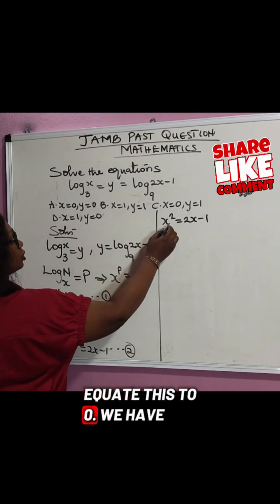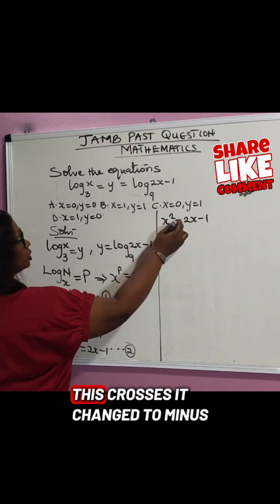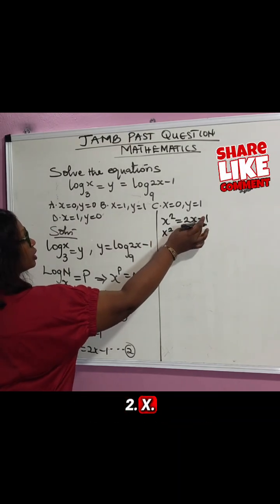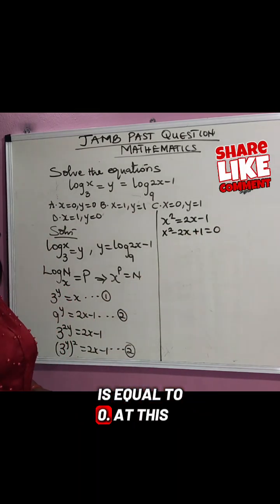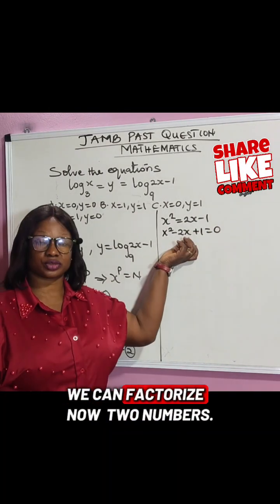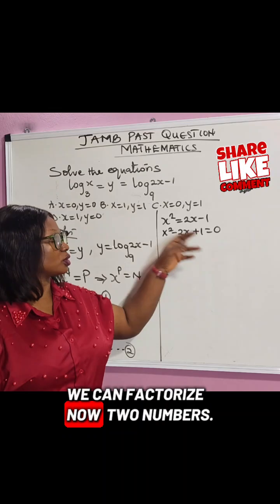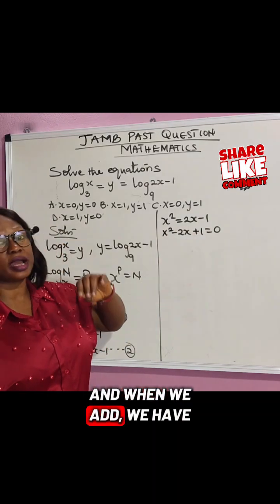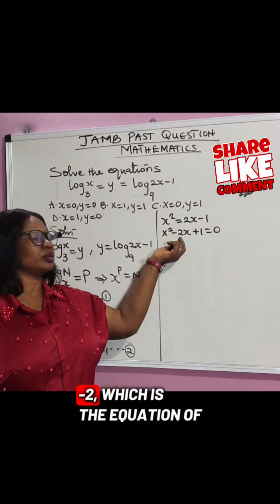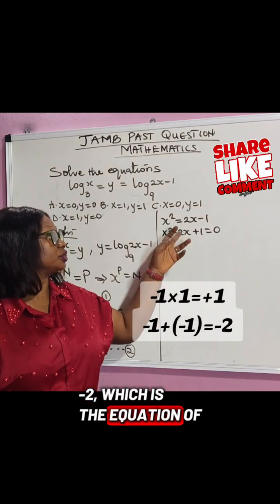Equate this to 0, we have x squared, this plus is changed to minus 2x, this minus is changed to plus 1, is equal to 0. At this point, we can factorize. Now, two factors or two numbers that when we multiply, we have 1, and when we add, we have what? Minus 2, which is the coefficient of x here.